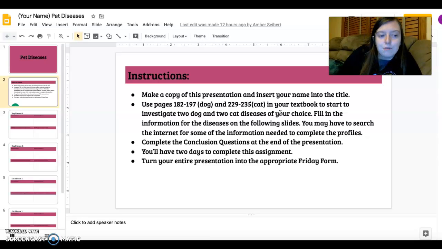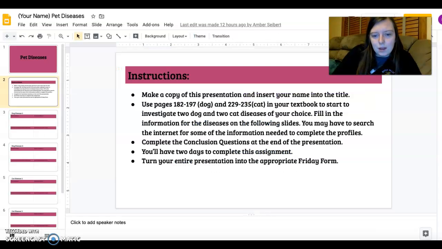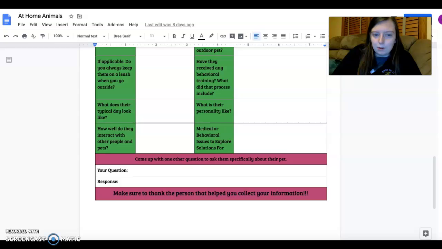Fill in the information on the following slides down below, and you may have to do some research to complete these, but that's okay. There's a couple conclusion questions at the end of the presentation. And that should be it. Looks good. And then turn it into the appropriate form.